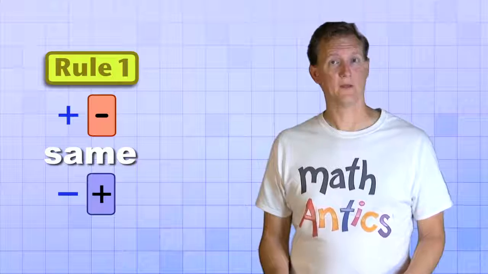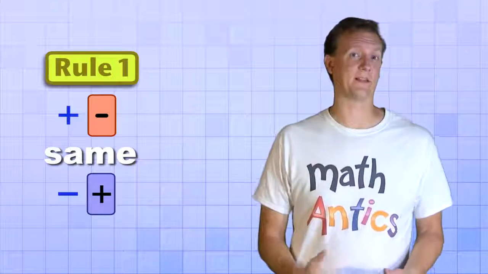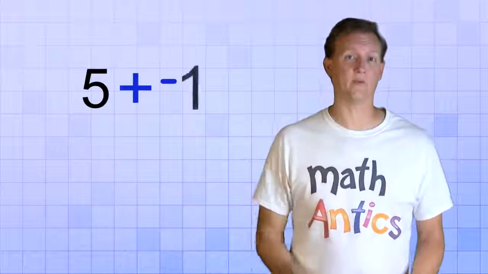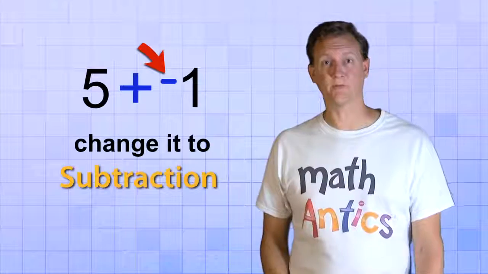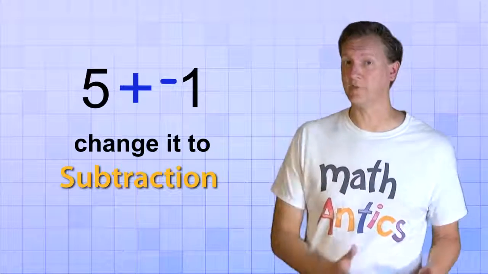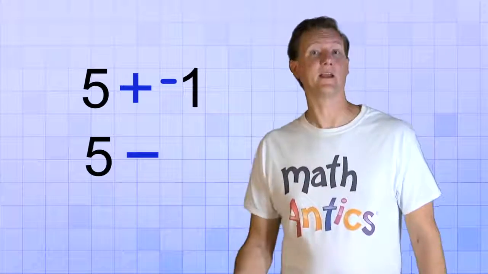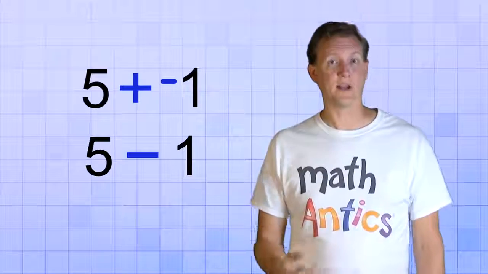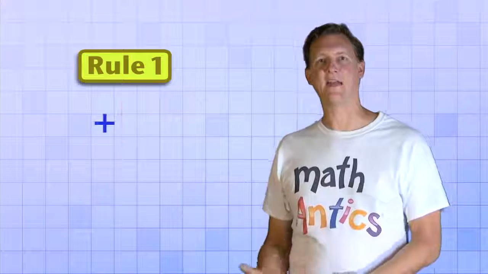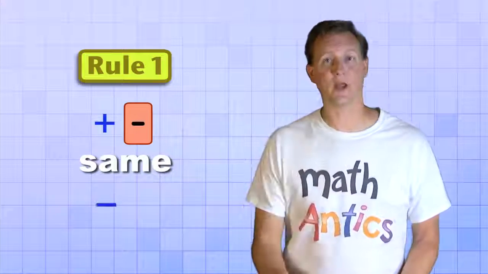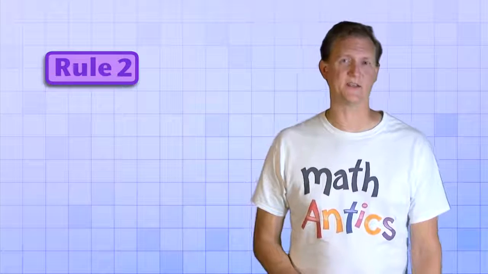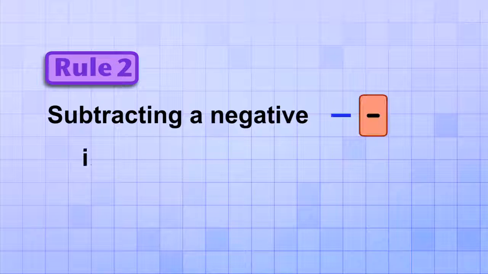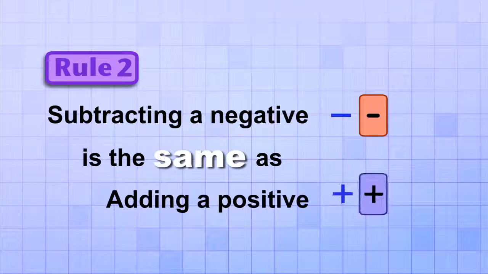When it comes to math, this rule means that if you have a problem like this, 5 plus negative 1, where you're adding a negative number, you can just change it to subtraction. Instead of 5 plus negative 1, you can just write 5 minus 1. There are different ways of writing the same thing. Okay, so rule number 1 is adding a negative is the same as subtracting a positive. Now what about rule number 2? Well, the second rule is this: subtracting a negative is the same as adding a positive.